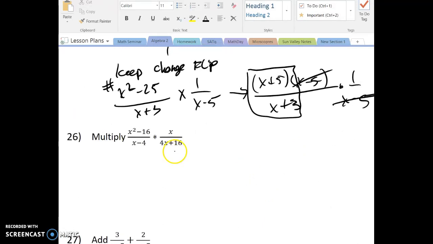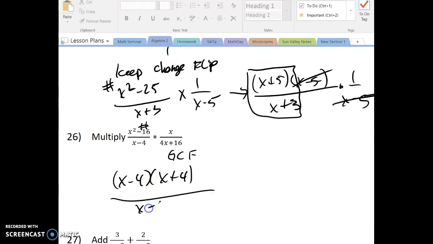Here we have a GCF. Then we have a tic-tac-toe using difference of squares. A lot of difference of squares on here. So we're going to get x minus 4, x plus 4 over x minus 4 times x. Divide both of these by 4. And then we start canceling. So we're going to get x over 4.